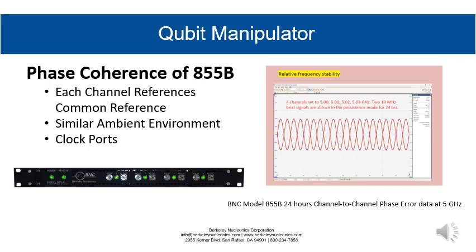The Berkeley Nucleonics Model 855 offers excellent phase coherence because of several design features. First, each channel has a common, highly stable OCXO frequency reference. The frequencies of all channels are digitally synthesized and derived from the common reference with high resolution. There are homogeneous frequency synthesis circuits for the parallel channels, ensuring maximum phase coherence and inter-channel frequency stability. The channels all share the same ambient conditions, which eliminates drift, and each module features a pair of high-frequency clock ports, allowing for excellent synchronization between multiple Model 855 units.